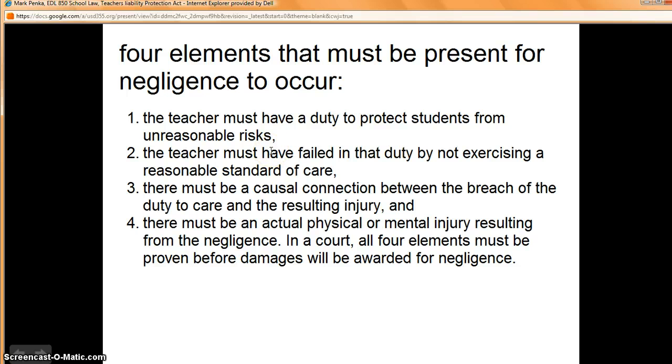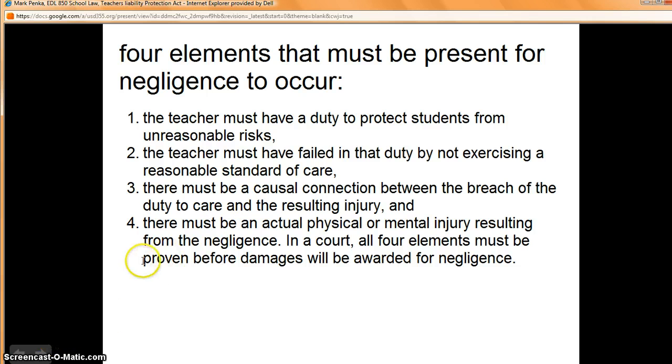Don't send them into an area or have them on a field trip or something, or just make sure you're doing your job and you're taking the precautions that are needed. The teacher must have failed in the duty by not exercising a reasonable standard of care. Once again, as long as you're paying attention and doing what you're supposed to be doing, whether this be in a science lab or in a shop or, like I previously stated, on a field trip, then you'll be fine. Third, if you're just not properly caring for the student and somebody gets injured. And then lastly, if you have been drinking or under the influence.